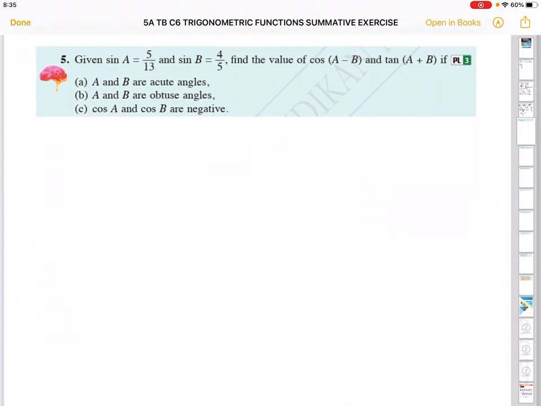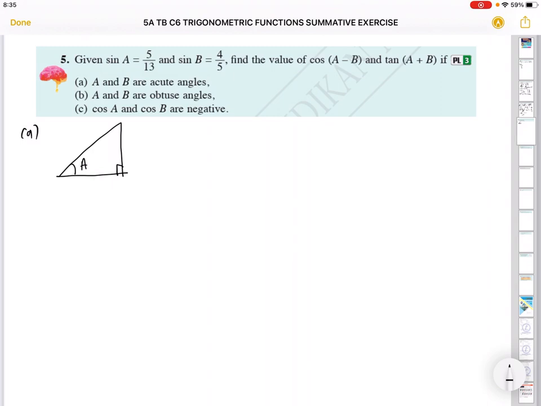Right, so we start off with sine A equals 5 over 13 and sine B equals 4 over 5. So they say find the value of sine, cos, A minus B, tangent A plus B, if A and B are acute angles. Okay, so for part A, no real issue, we draw a triangle. Okay, so I hope we know now if they say angle is acute, so we know you have to draw in this direction.